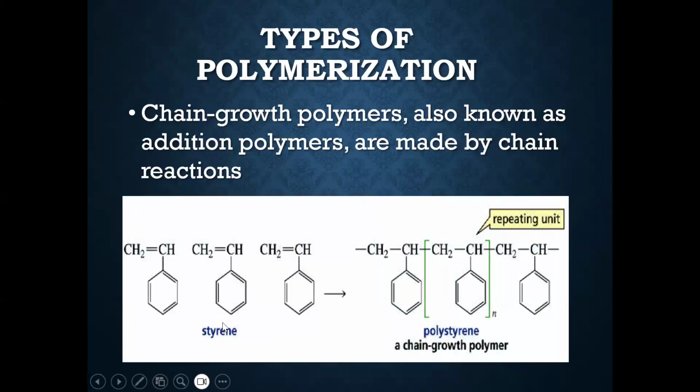For example, the styrene. Polymerization of styrene takes place by addition of many monomers of styrene to form polystyrene. The repeating unit is the styrene molecule. We don't lose any small molecule in the addition reaction. Only the double bond is broken to allow for monomers to be added, and so on. This is addition.